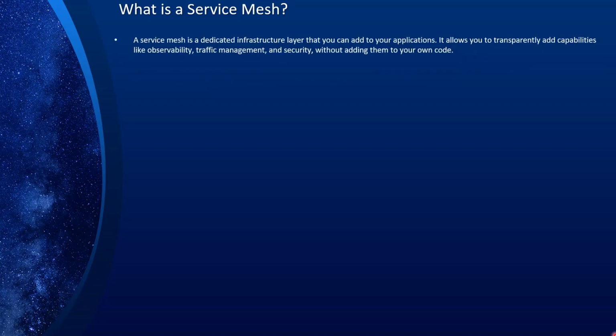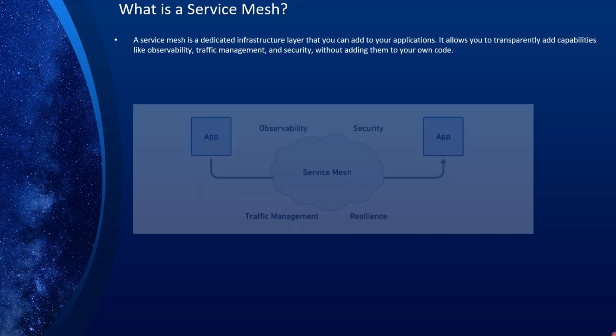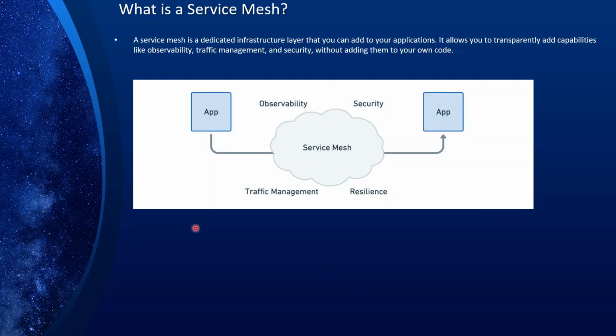A service mesh is a dedicated infrastructure layer that you can add to your applications. It allows you to transparently add capabilities like observability, traffic management, and security without adding them to your own code. So here's a picture of what the service mesh is. We have application A that wants to talk to application B. And these services, as we mentioned, observability, security, traffic management, and resiliency, are all provided by this magical layer called a service mesh. So in this episode, we're going to talk about Istio's new Ambient Service Mesh.